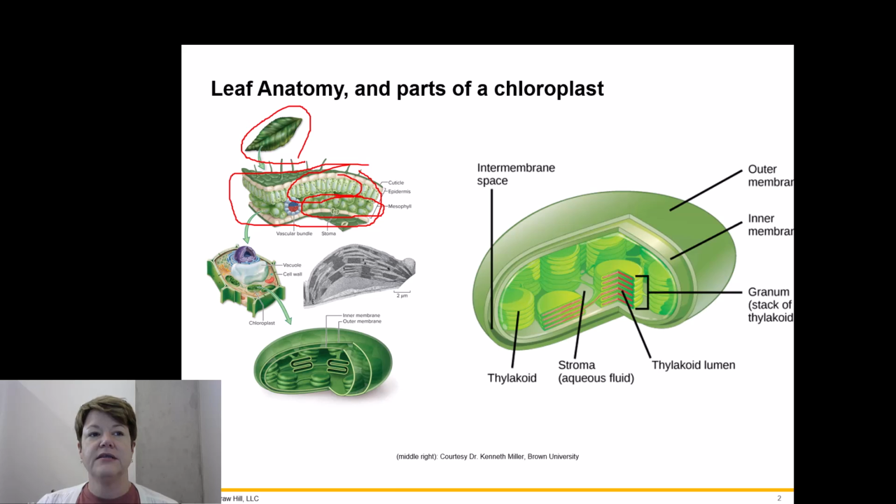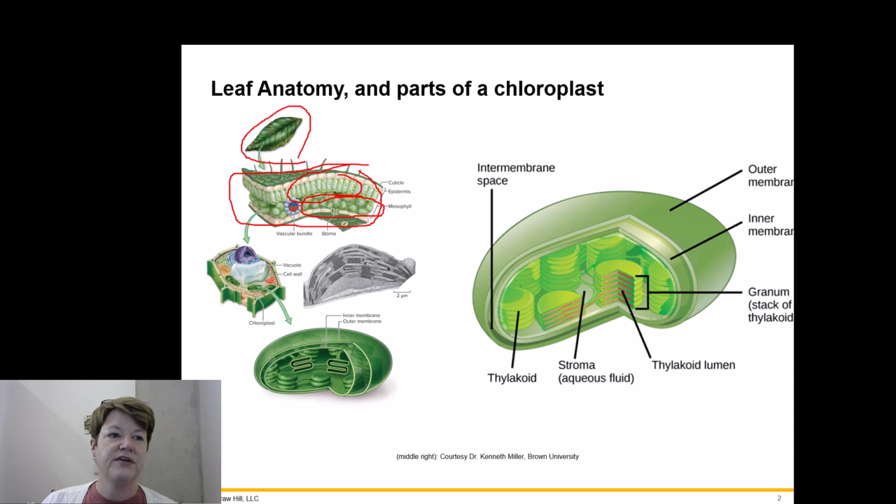And there are little pores on the underside of a leaf that can open and close, and those are called stoma. And the stoma can open to let gas come into those spaces inside the leaf, but outside of the cells, or to allow the gases to leave the leaf. And so there's an interesting anatomy to a leaf.